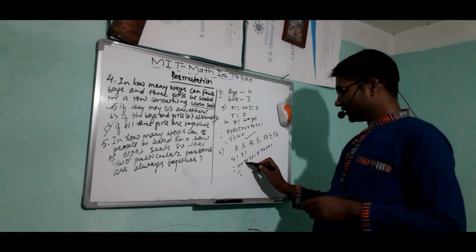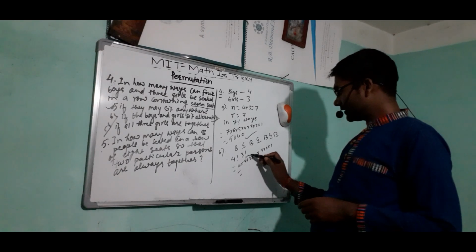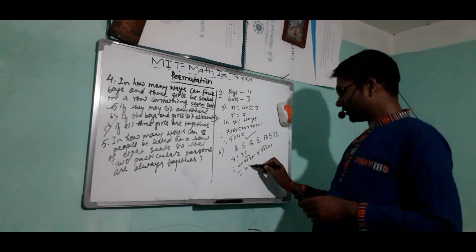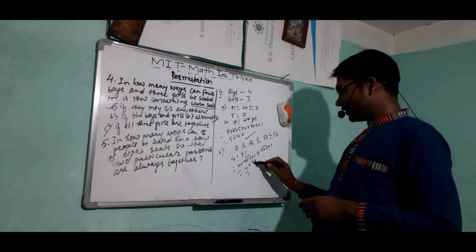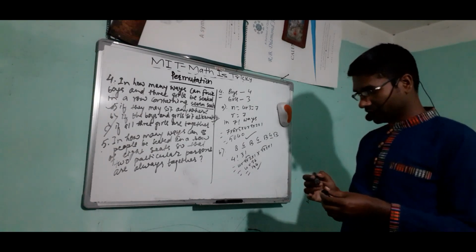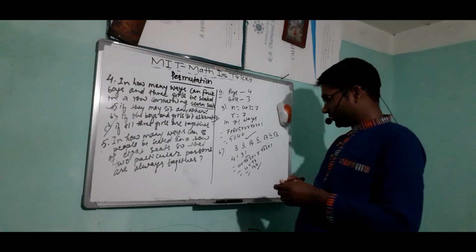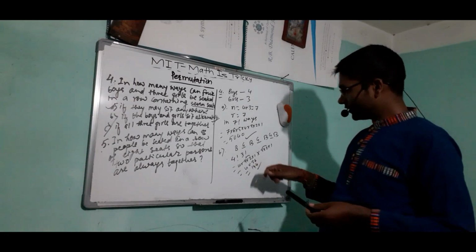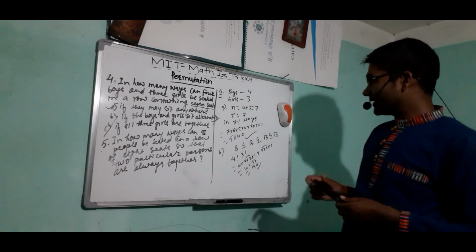It is simply 24 into 6, which is 144. Okay, you can multiply this simply: 4 threes are 12, and then 144. So this is our second part.